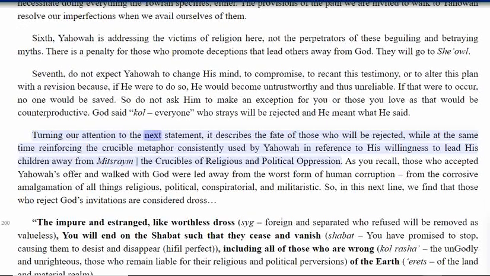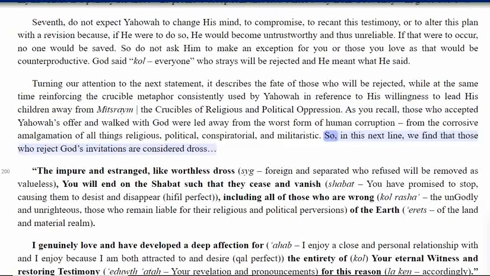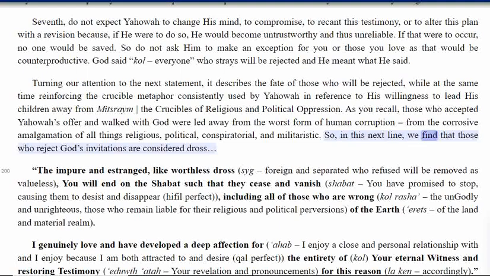Turning our attention to the next statement, it describes the fate of those who will be rejected, while at the same time reinforcing the crucible metaphor consistently used by Yahweh in reference to His willingness to lead His children away from Miraim, the crucibles of religious and political oppression. As you recall, those who accepted Yahweh's offer and walked with God were led away from the worst form of human corruption, from the corrosive amalgamation of all things religious, political, conspiratorial, and militaristic. So, in this next line, we find that those who reject God's invitations are considered dross.